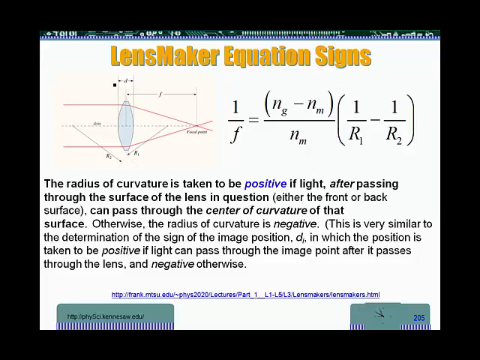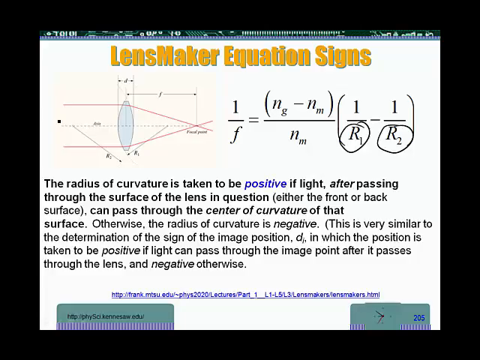Now, one important thing about this lens is figuring out the signs of the radii, r1 and r2. It's a little tricky, but not very complicated if we pay attention to it. Okay, this is the convention. I like the way it was written on this website at the bottom, so I took it from there. The radius of curvature is taken to be positive if light, after passing through the surface of the lens in question, can pass through the center of curvature of that surface.